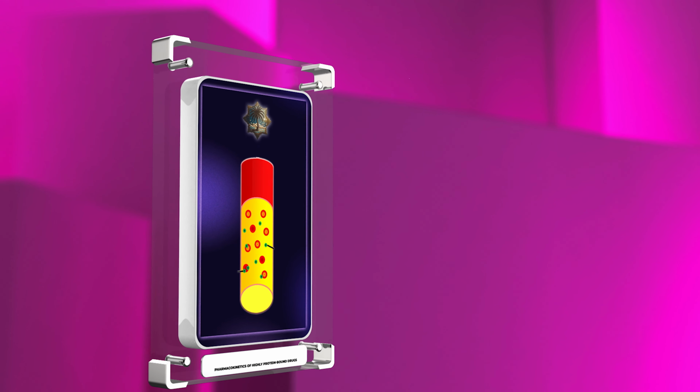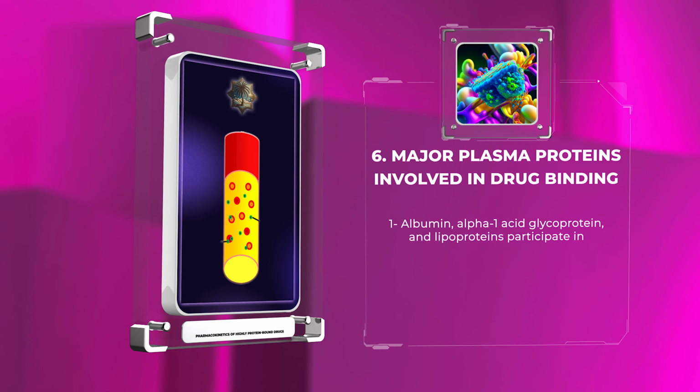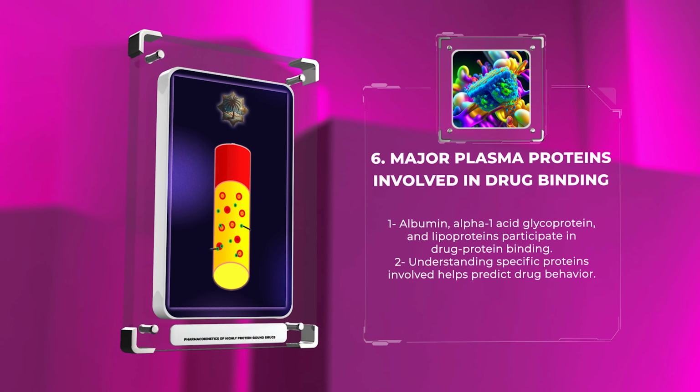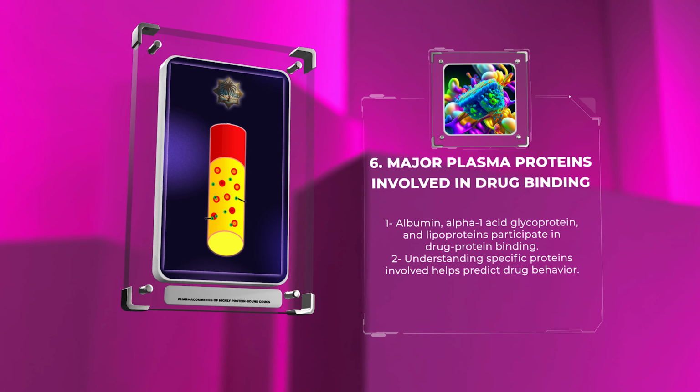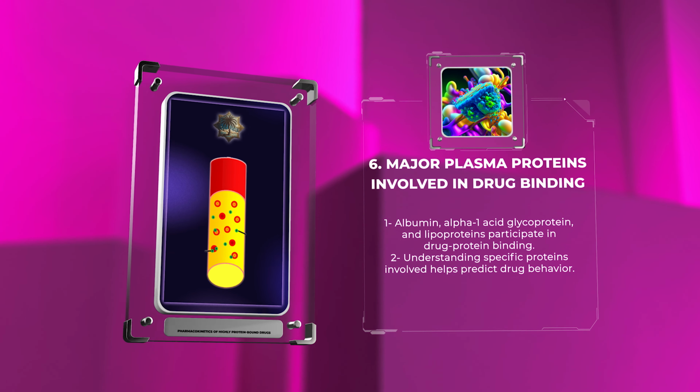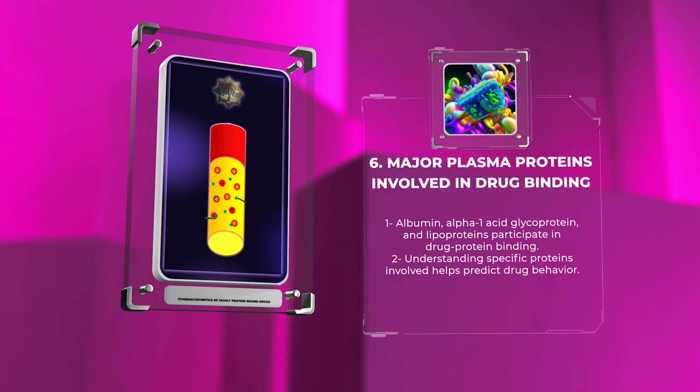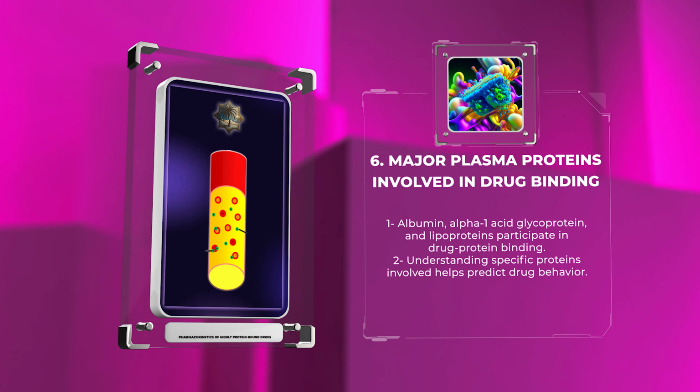Several plasma proteins participate in drug-protein binding. Albumin, the most abundant plasma protein, can bind a wide range of drugs. Alpha-1 acid glycoprotein and lipoproteins also contribute significantly to drug binding. Understanding the specific proteins involved in drug binding allows for better prediction of drug behavior in the body.